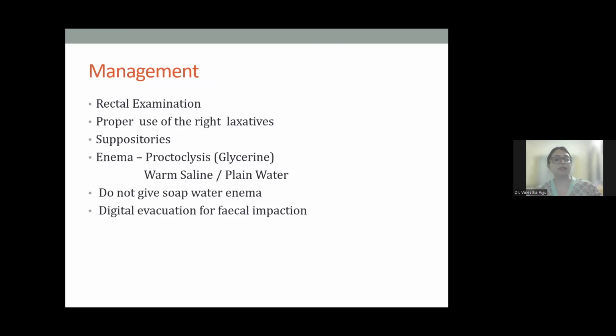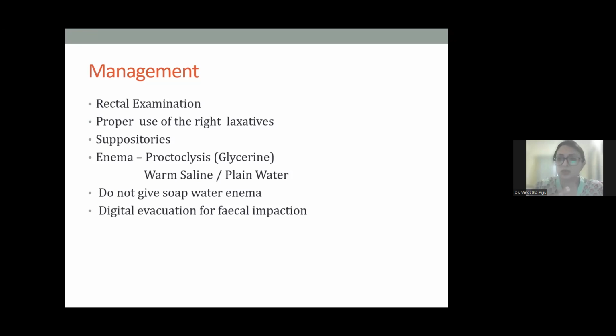Now, management: you have to do a rectal examination, and if there are hard stools, you have to digitally evacuate them, right? And while doing a digital evacuation, you have to be as gentle as possible. Explain what you are going to do to the patient. It is not a comfortable procedure for a patient. So use enough lubricant, lignocaine jelly, right?